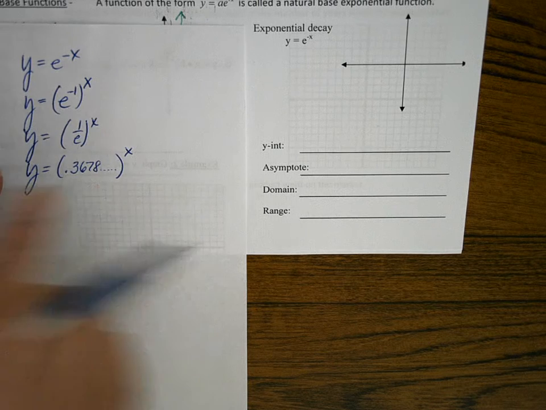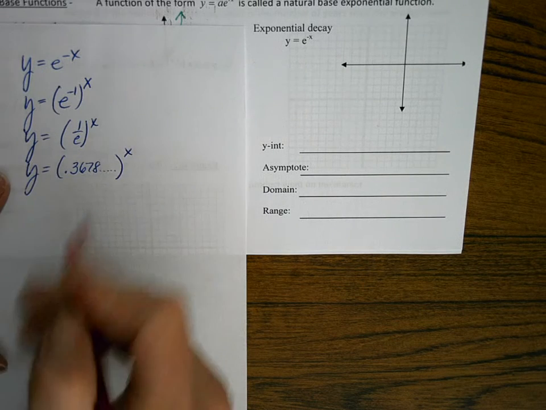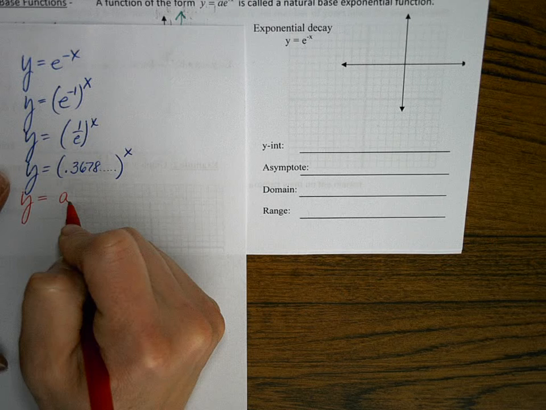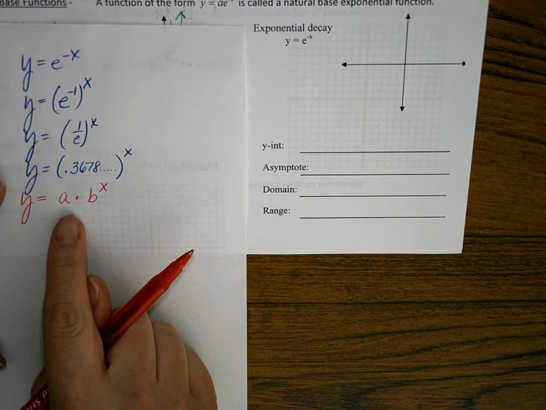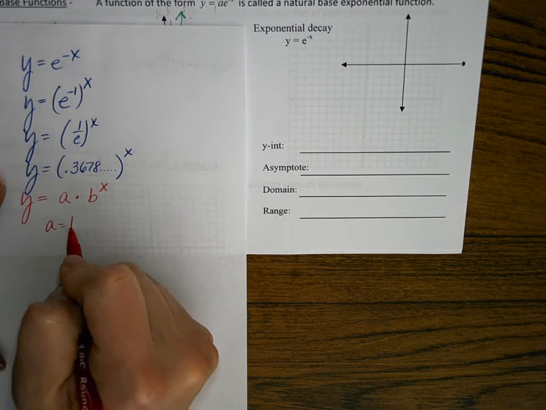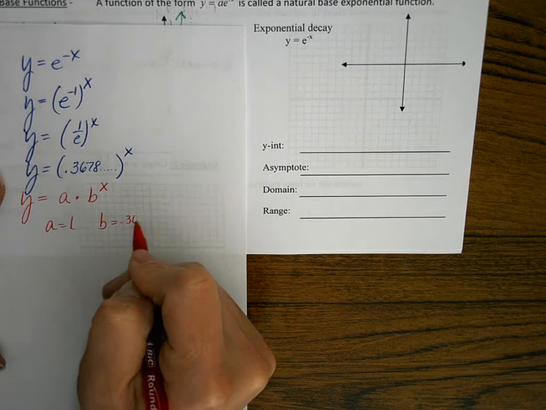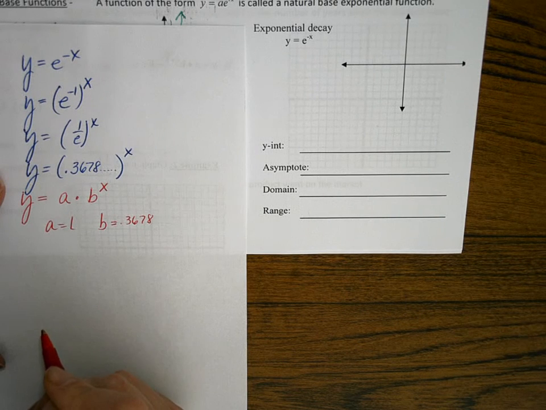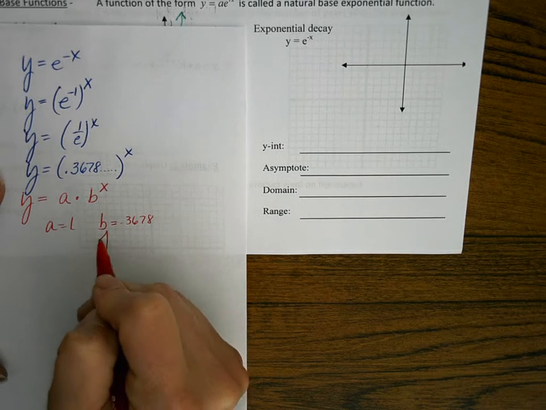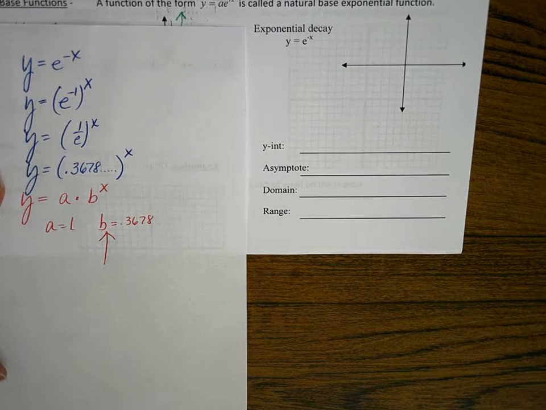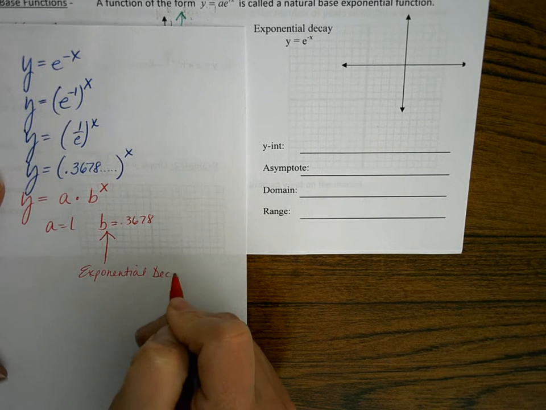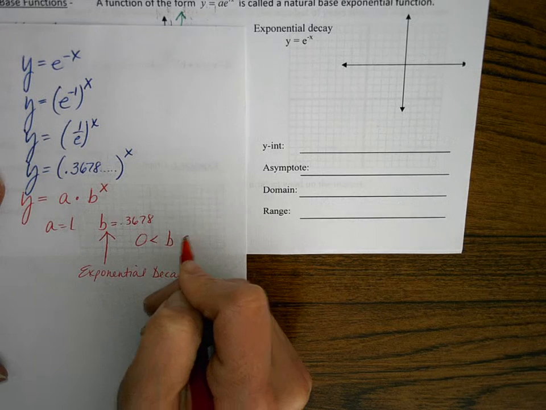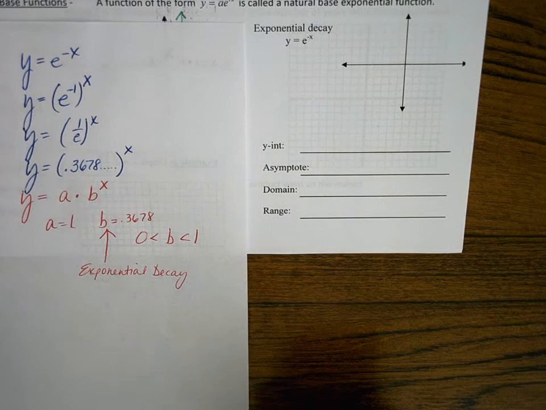Wait a minute. Let's look at my parent function here. y is equal to a from yesterday times b to the x, right? Yesterday we were looking at y is equal to a times b to the x. In this case, what's my a? And what's my b? About 0.3678. If my b is about 0.3678, what does that tell me about this situation? It's exponential decay. When my b value is between 0 and 1, we know it's going to be exponential decay.